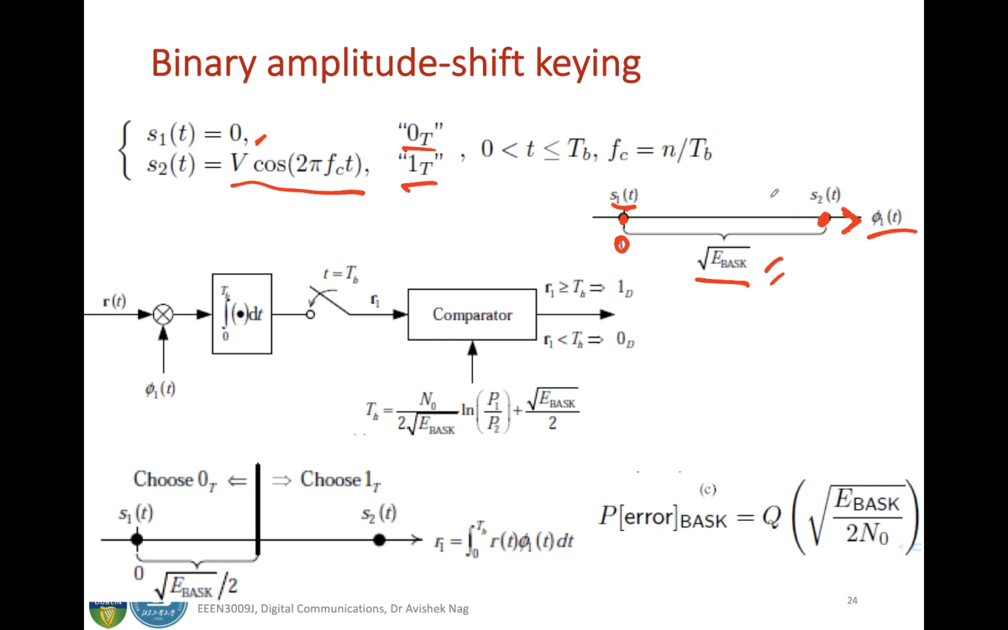Okay, and you can have a matched filter representation like this. Sorry, this is the correlation receiver, but you can also have a matched filter that will be matched to phi 1 like this. So this will be the impulse response of the matched filter.